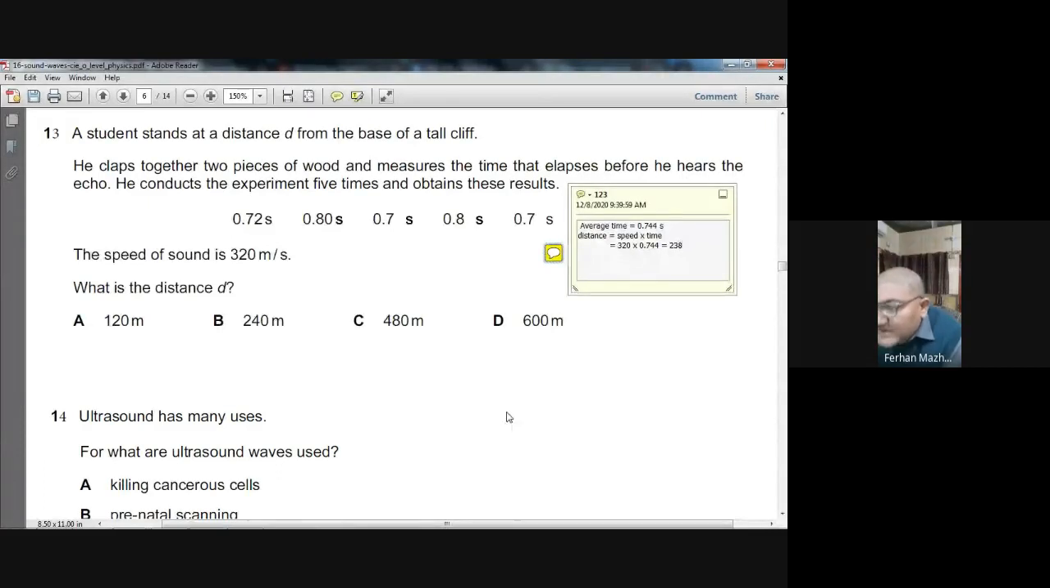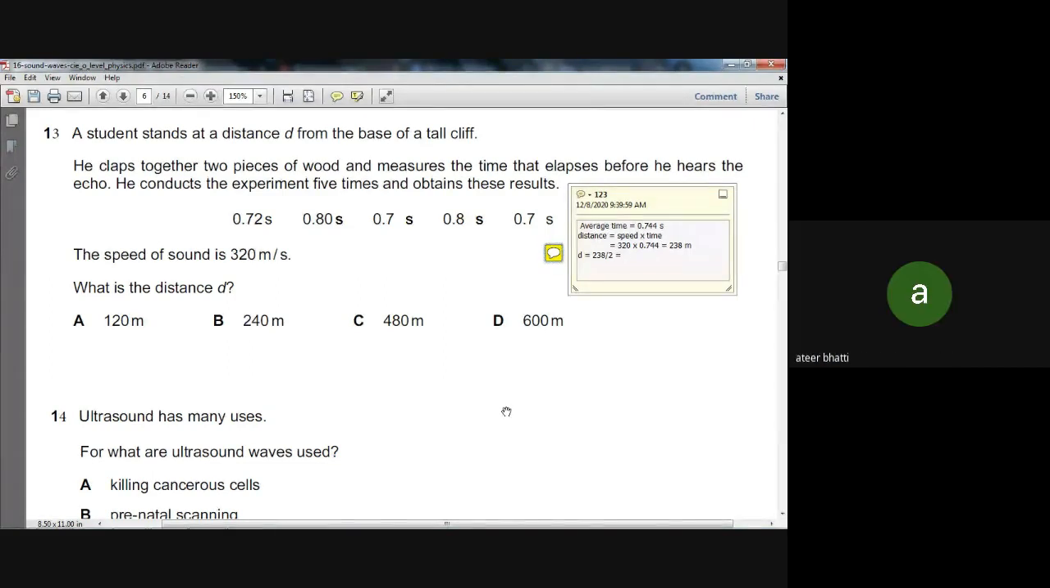238 meters. But this is not the distance between the boy and the cliff. This is the distance the sound traveled. The sound went to the cliff and back. So the small d is equal to 238 divided by 2. So we will get the answer. Yes, sir. 238 divided by 2.